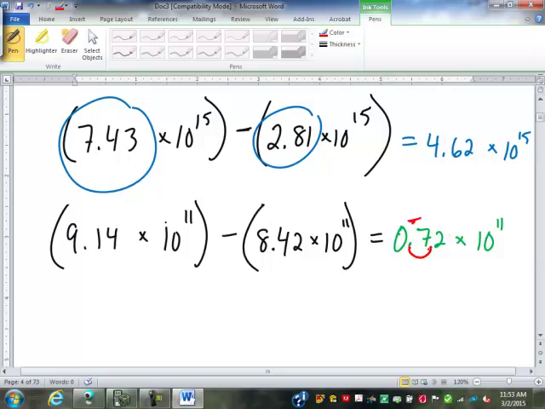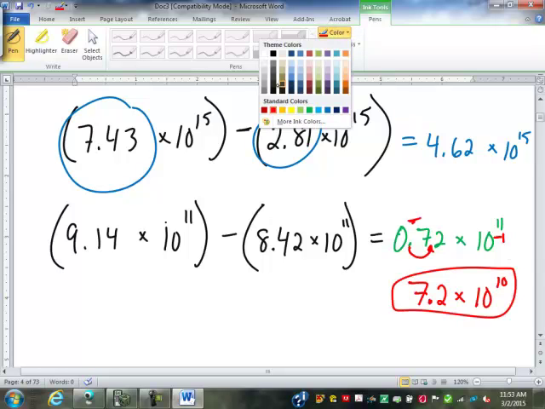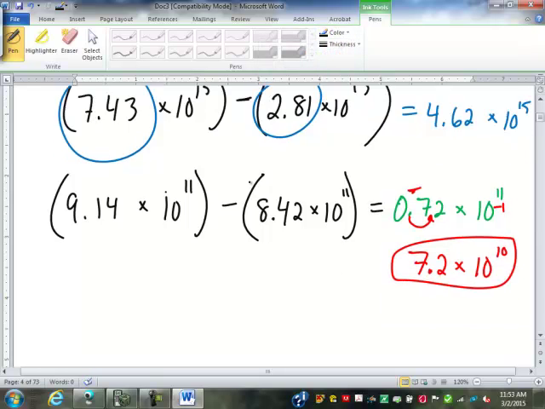We need to have one non-zero digit in front of the decimal point. So we have to move it back this way to make it 7.2. Now, of course, we move that decimal place one spot, which means we have to adjust the power of 10 by one spot. This number got bigger. The power of 10 has to get smaller. So 11 minus 1 would be 10. So 7.2 times 10 to the 10th.